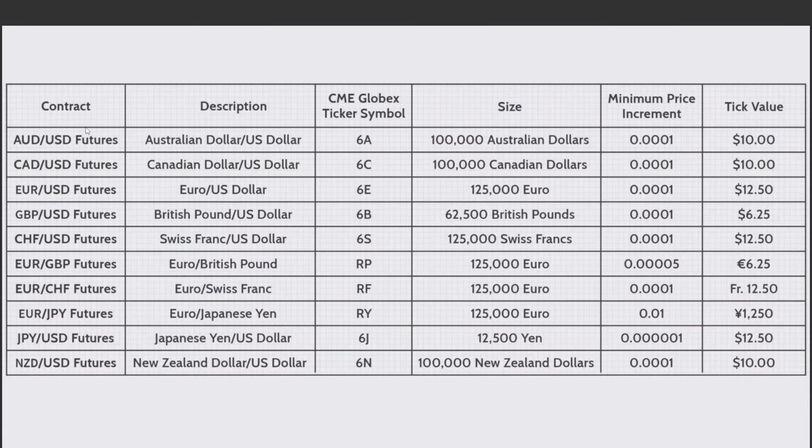So this is the table of the contracts, the AUD-USD, the CAD-USD. These are their symbols which we are trading on the Chicago Mercantile Exchange. 6A, 6C for the CAD-USD. These are the tick values. AUD-USD one tick value is $10. For the CAD it is $10. For the EUR it is 12.5. For the GBP it is 6.25, and so on.